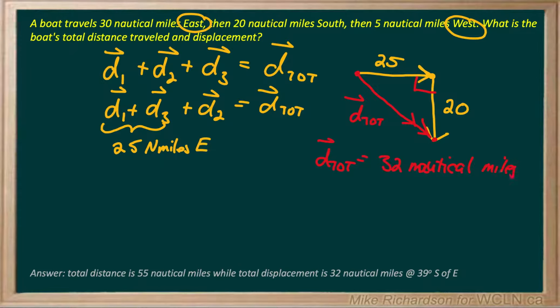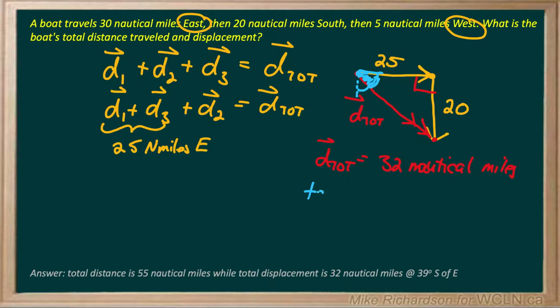Now, what about the direction? The direction, which we'll do in blue, we always want to go back to the beginning of the vector and state the direction with respect to either a horizontal or a vertical. Either one of these angles are going to work for us. So if I solve for this little horizontal vector, you can see that I've got a triangle where the opposite side is 20 and the adjacent side is 25.